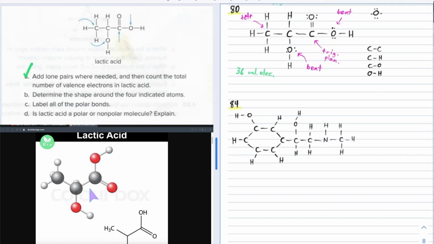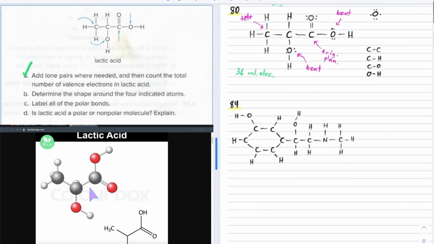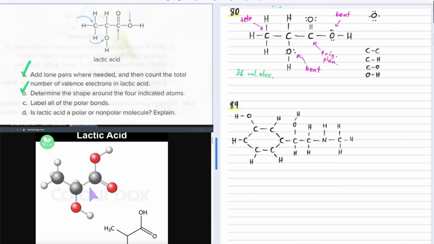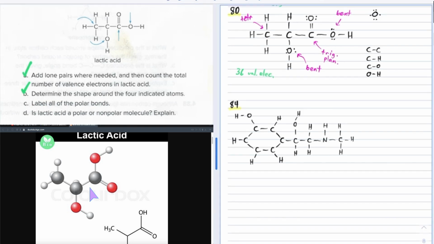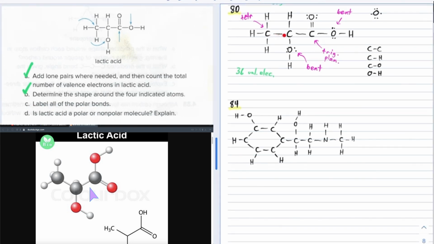Well, the last part is actually part C. So we finished part B. Part C is label all the polar bonds. Well, the carbon-carbon bonds are nonpolar. The carbon-hydrogen bonds are nonpolar. The only ones that you've got to watch out for are where the oxygens are.